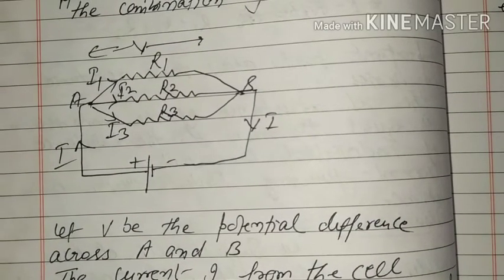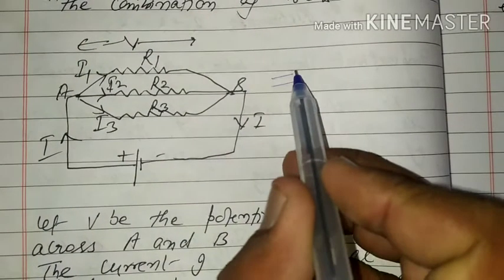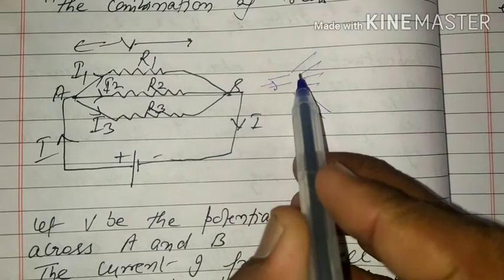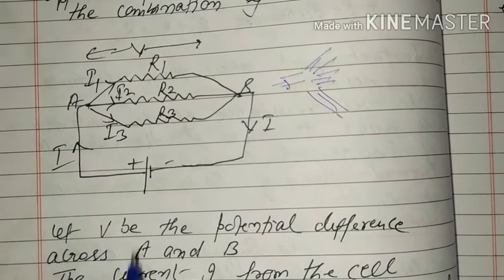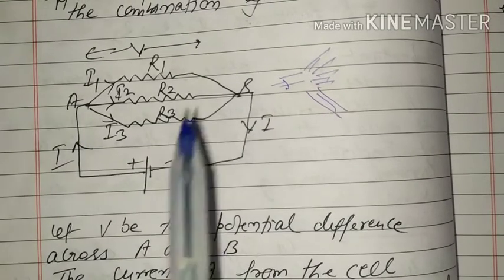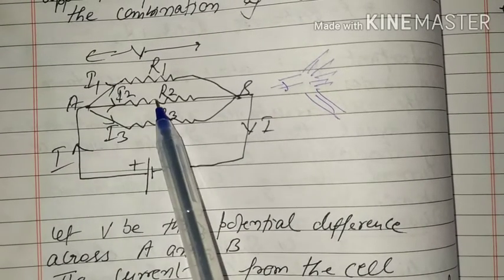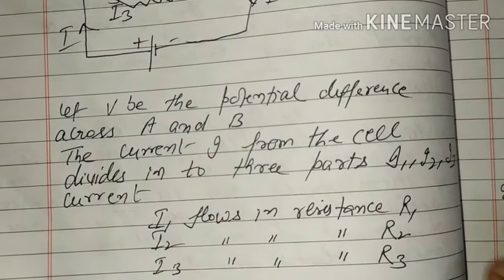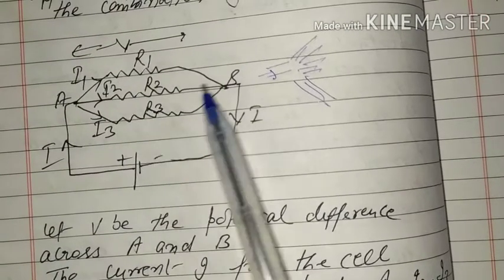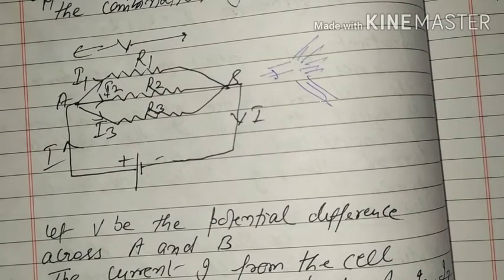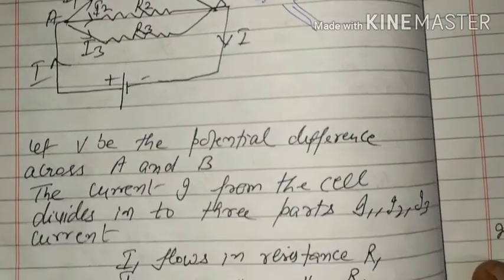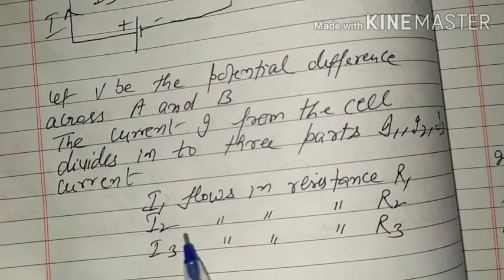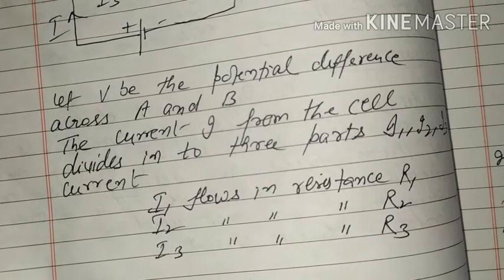Now how do we memorize this? Think of a water pipe. If you connect three pipes, then the pressure on this pipe is equally distributed among them, so the current gets distributed here into I1, I2 and I3. Okay, let V be the potential difference across AB. The current I from this cell divides into three parts: I1, I2, I3. I1 flows in resistance R1, I2 in R2 and I3 in R3.